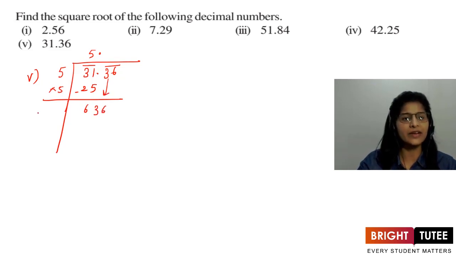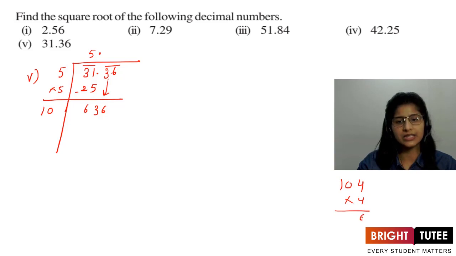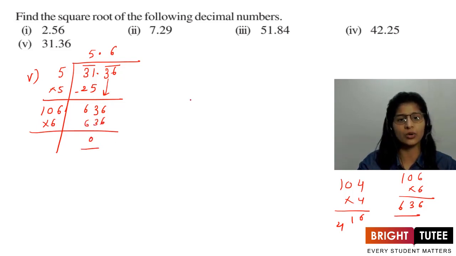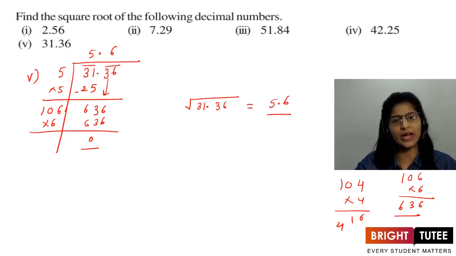Now double of 5 is 10. What should we do so that we get 636? Let's try with 4. 4 4s are 16, 4 1s are 4, 416 we get. Let's try with 6. 6 6s are 36, so here 3 will come up. 6 1s are 6. Yes, we are getting it. So what should we write here? 6. So 6 here we are writing, 636 we got and the remainder is 0. The square root of 31.36, what is the quotient value? 5.6. So 5.6 is the square root of 31.36. I hope this is clear.